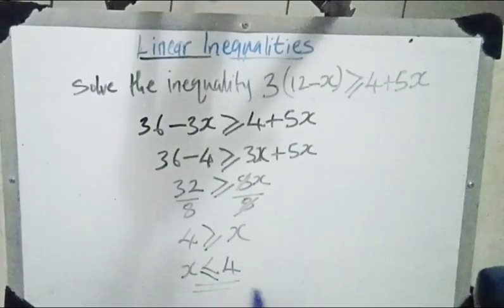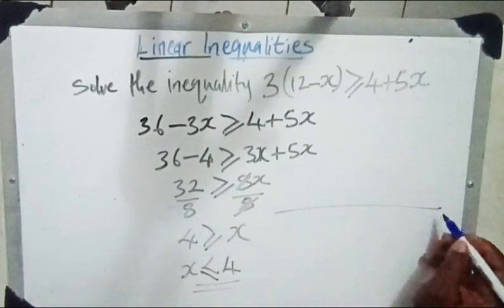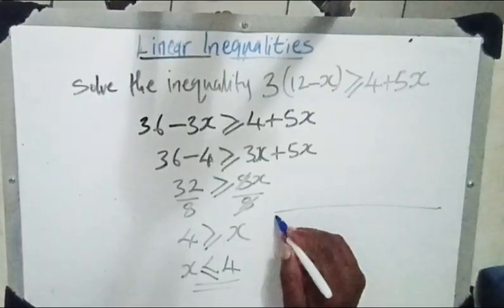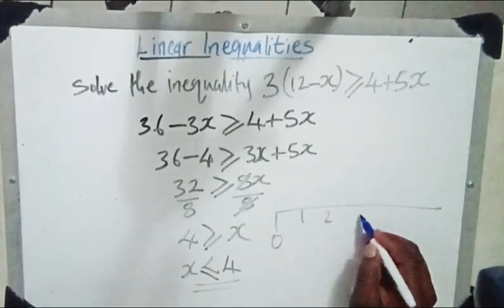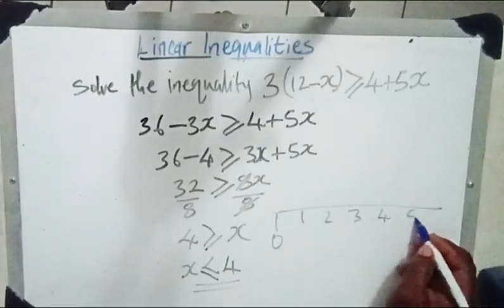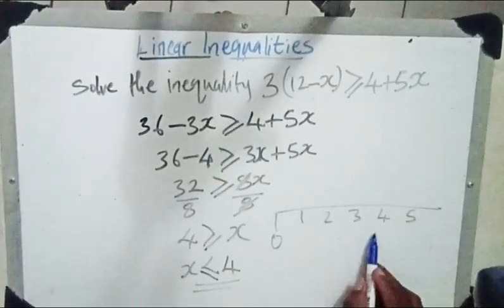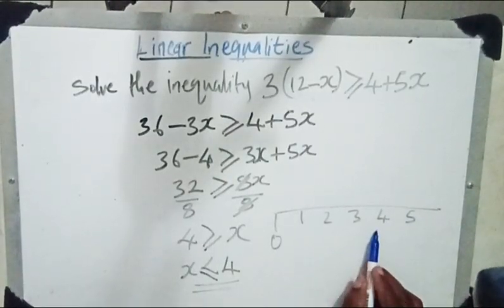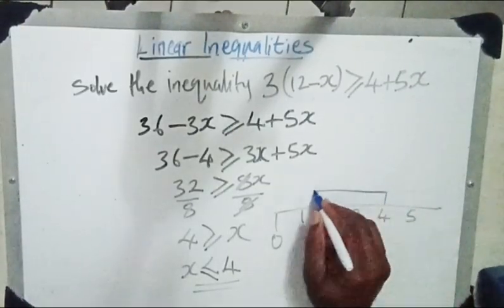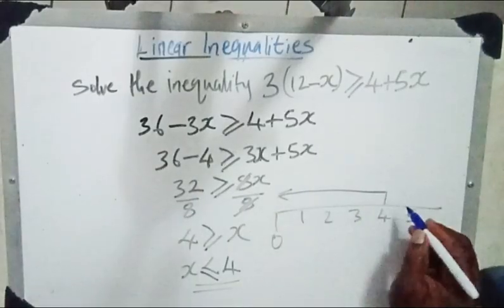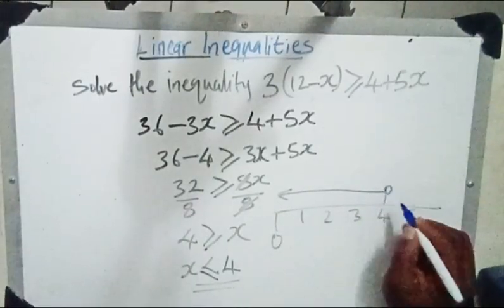So that is the answer. Now, how would you represent this on a number line? Very easy. You have your line over here, and you have this to be your 0, 1, 2, 3, 4, 5, and so forth, because it's positive 4, and it says x is less than or equal to 4. So my arrow is going to be pointing towards all the numbers that are less than 4, and then there's going to be a circle here.